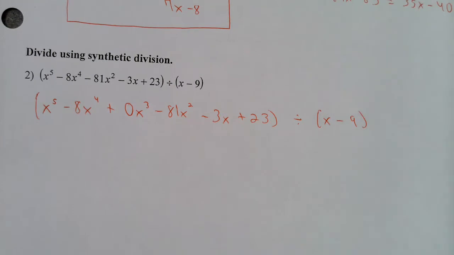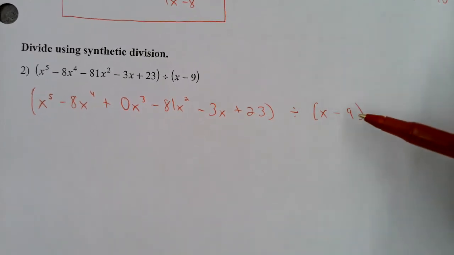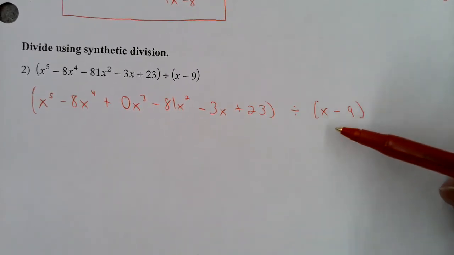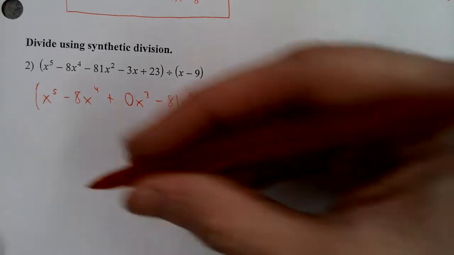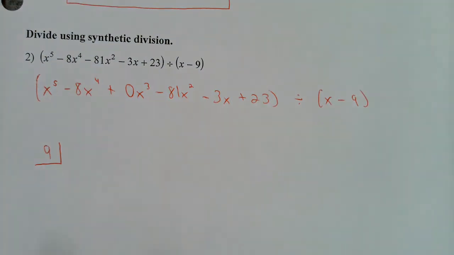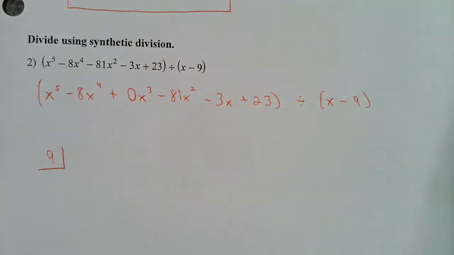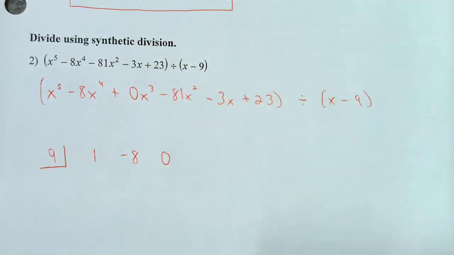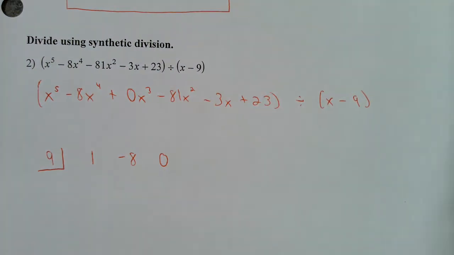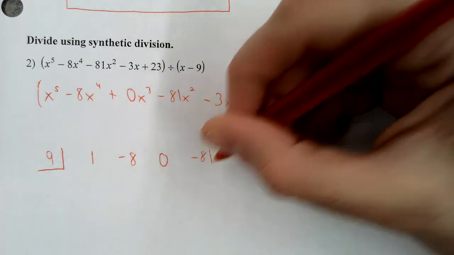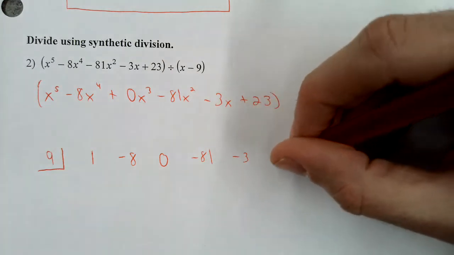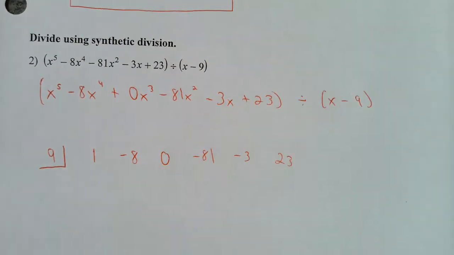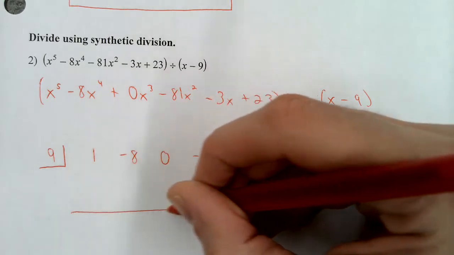Whenever you divide, you change the value of the number that goes in the box. So the number that's going to go in the box is going to be positive 9. Positive 9 is what's going in the box. And then list the coefficients in order. 1, negative 8, 0. That 0 must be there. Negative 81, negative 3, 23. So don't forget the 0 for the missing term. That must be there.